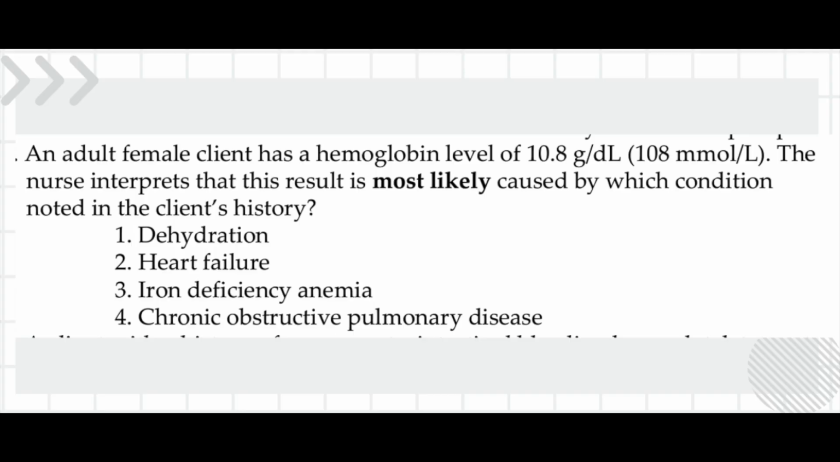Adult female has a hemoglobin level of 10.8. The nurse interprets that the result is most likely caused by which of these conditions in the client's history? We have 1, dehydration, 2, heart failure, 3, iron deficiency anemia, and 4, chronic obstructive pulmonary disease, also known as COPD. So for this one, we gotta know what is our normal range of hemoglobin.